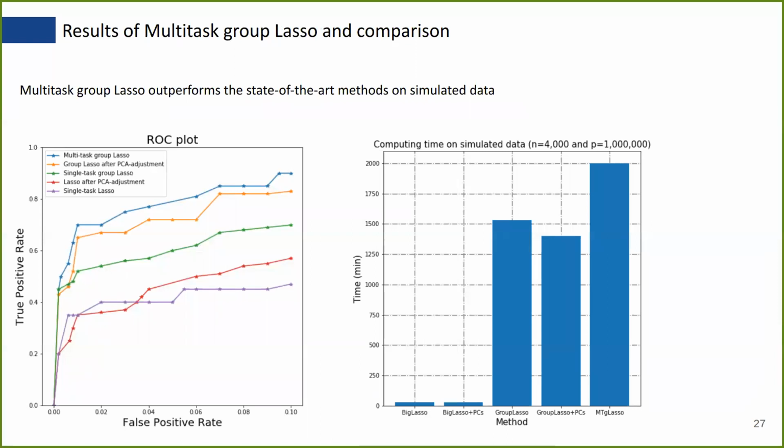Now I am going to present some results. Let's start with the simulated data. Here we can see clearly that the multitask group Lasso has the best performance compared to the other scenarios in the ROC plot. In terms of computing time, we can see on the right that multitask group Lasso is slow compared to the other methods or scenarios. But this is still reasonable as its framework contains many steps and many components such as hierarchical clustering, the group choice, and stability selection.